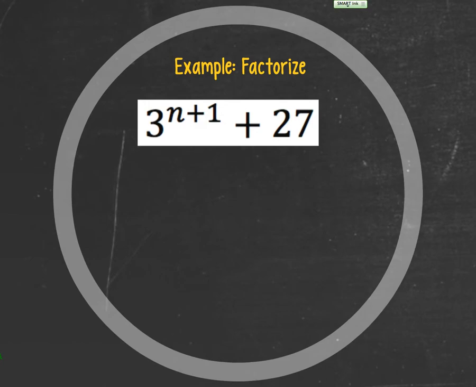It's a little bit different. So I've got 3 to the n plus 1 plus 27. What's different about this one compared to the first one? Yeah, they don't have the same base, right? Because that's a 3 and that's a 27. So your first step would be, let's get them to be the same base. And remember, it's usually 2, 3, 5, or 7. What are we going to use in this one?